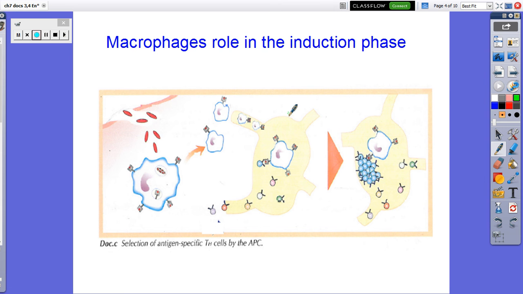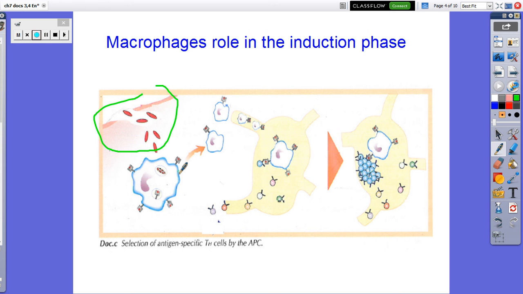Here in this document, we have, at the level of an infected tissue, a bacteria that enters the body. During the first contact, this is a macrophage, component of non-specific immune response. This macrophage starts to phagocyte the bacteria, digests it, and transforms it into peptides.